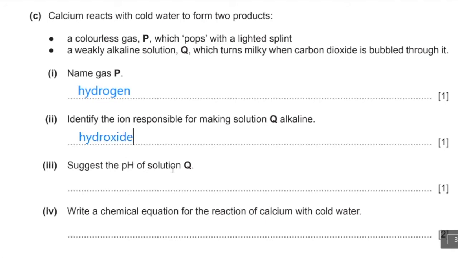3, suggest the pH of solution Q. Right, despite the fact that calcium hydroxide is basic, it doesn't make a solution of too high of a pH because it's not very soluble. Though the pH would be greater than 7, it would not be too alkaline. It should be less than 12 and more than 7. So I'd go with 11.